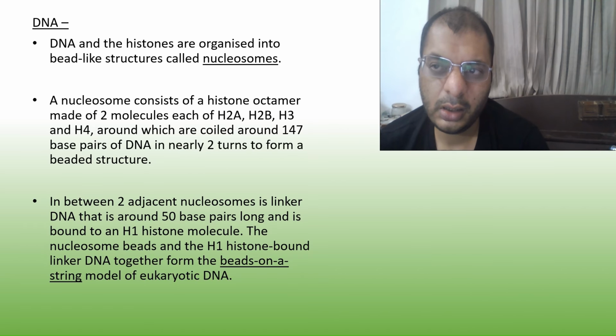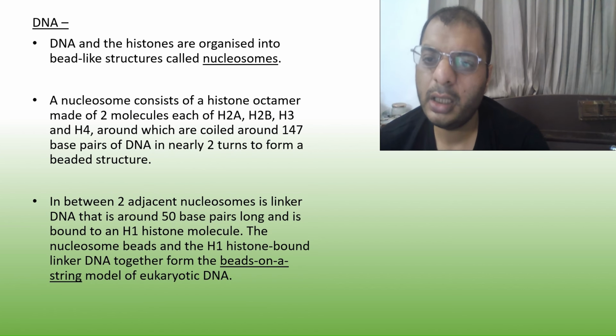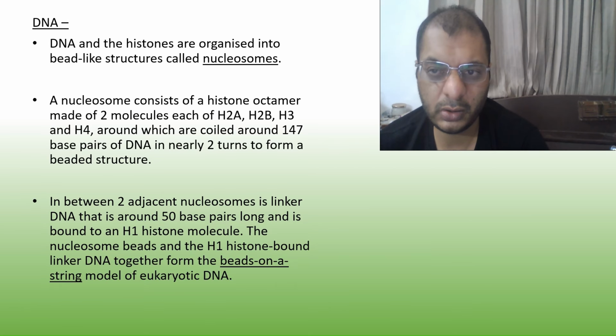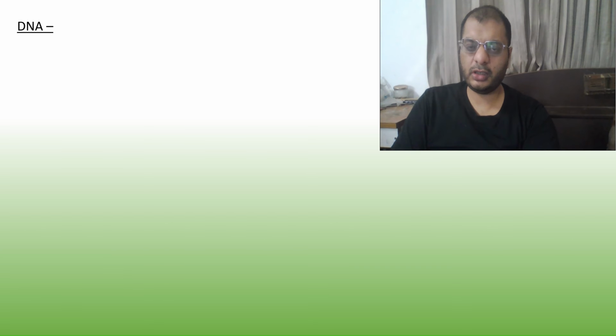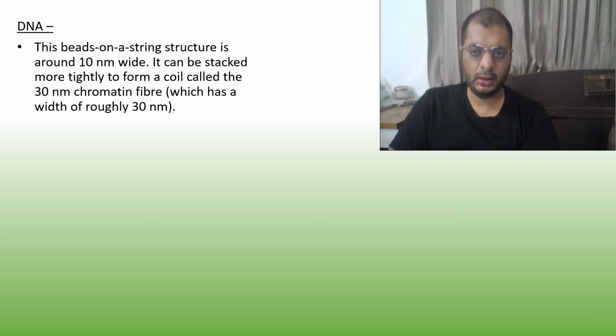So together the nucleosomes and the linker DNA form what is called the beads on a string model of eukaryotic DNA. The nucleosomes resemble the beads, and the linker DNA, which is bound to one H1 histone molecule and which is more or less linear, resembles the string. So the beads on a string structure is around 10 nanometers wide, and it can be stacked even more tightly upon itself to form what is called the 30 nanometer chromatin fiber, which has a width of 30 nanometers.